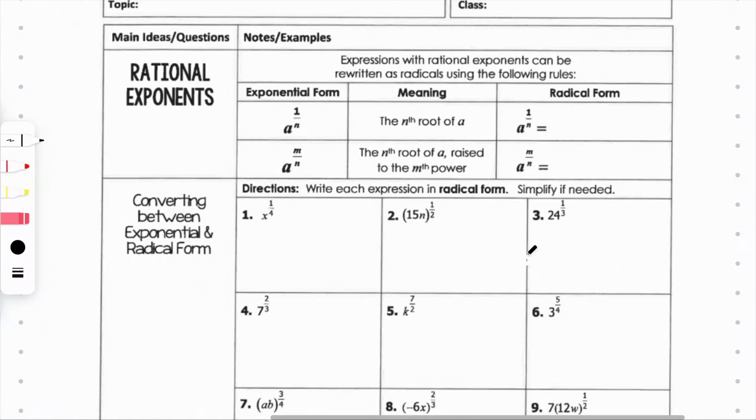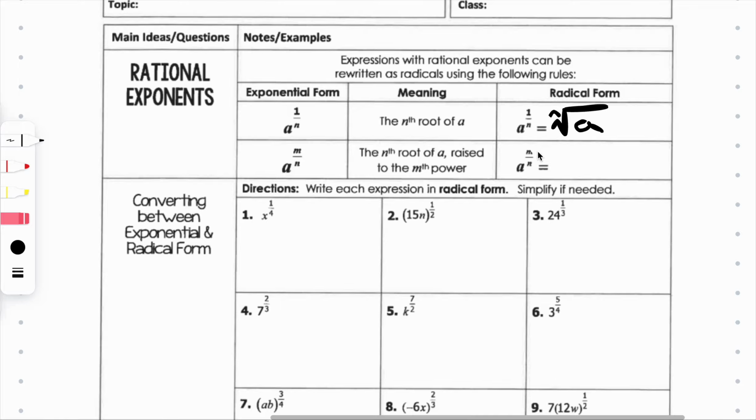So when we have a number a to the 1 over n power, that's going to be the same thing as the nth root of a. And I've been saying this out loud before: the nth root of a means we have a radical. When we go from this radical form back to exponential form, our index is put under 1, and a is going to be our base.